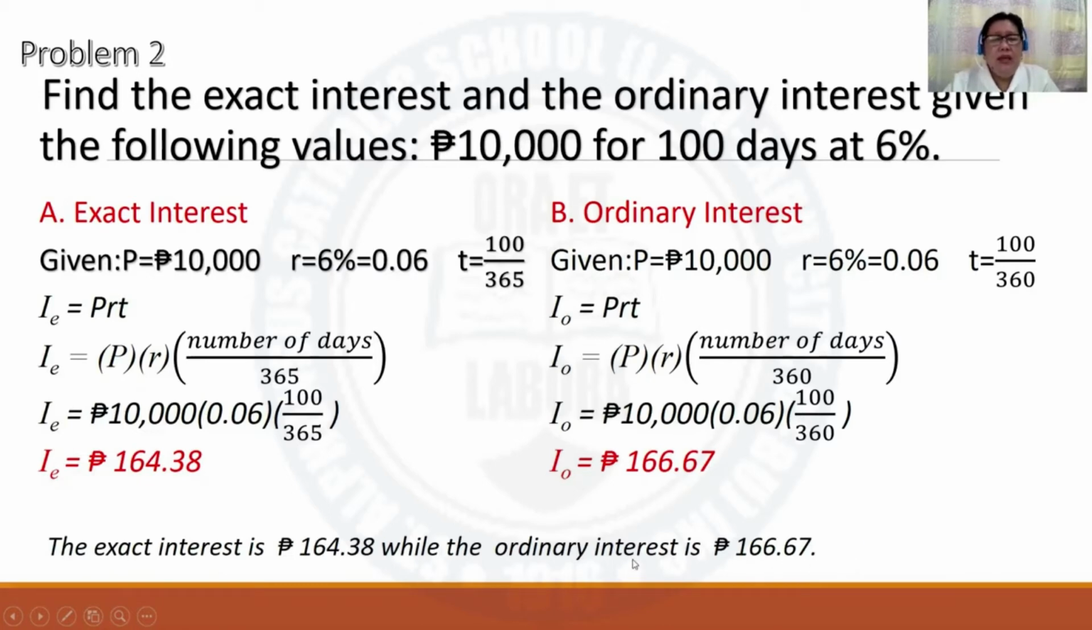So again, if you are the borrower, which do you prefer? Is it the exact interest or the ordinary interest? Or if you are the investor, which do you prefer? Is it the exact interest or the computation for the ordinary interest?